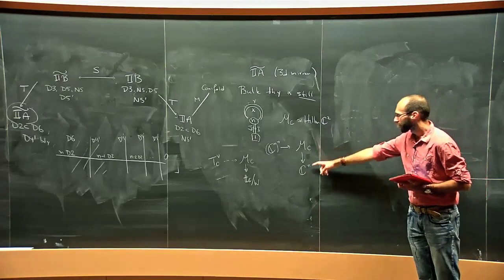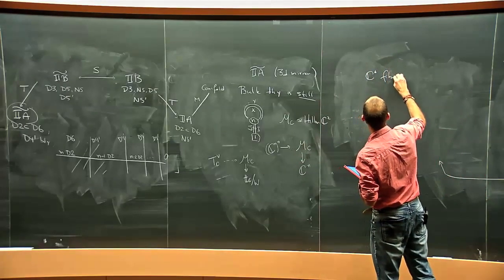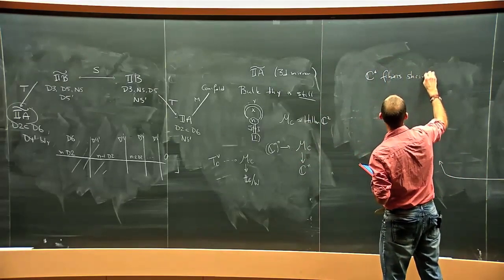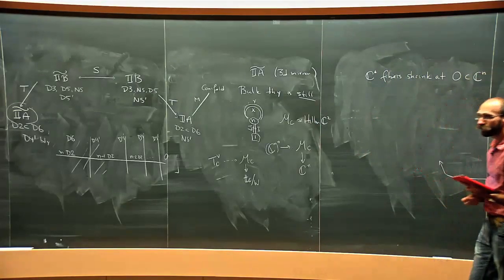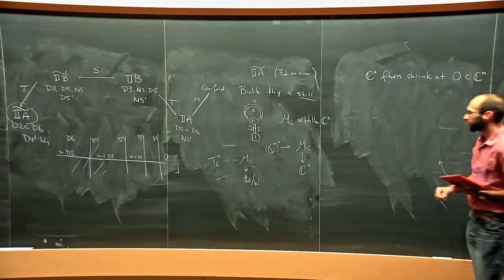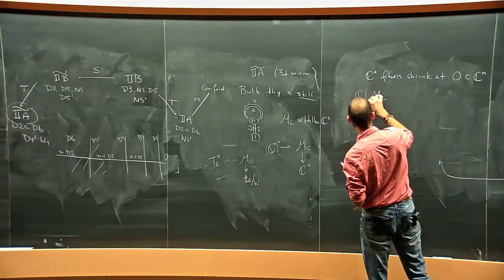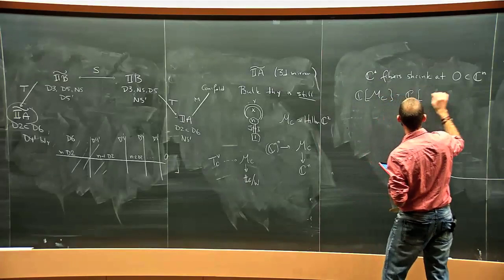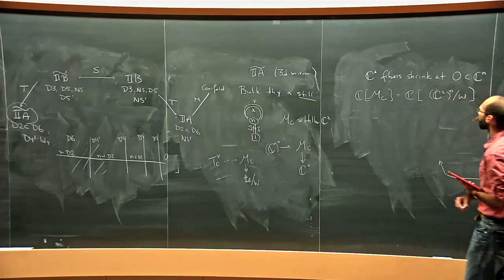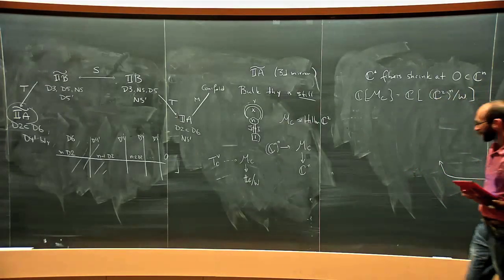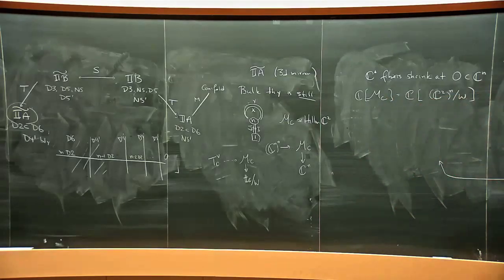So all of the C star fibers shrink at 0 in the base. And this space just ends up looking like functions on MC look like functions on C2 to the n mod the Weyl group. And then if we're careful about what's actually going on at the origin, we'll see that this gets resolved into the Hilbert scheme.